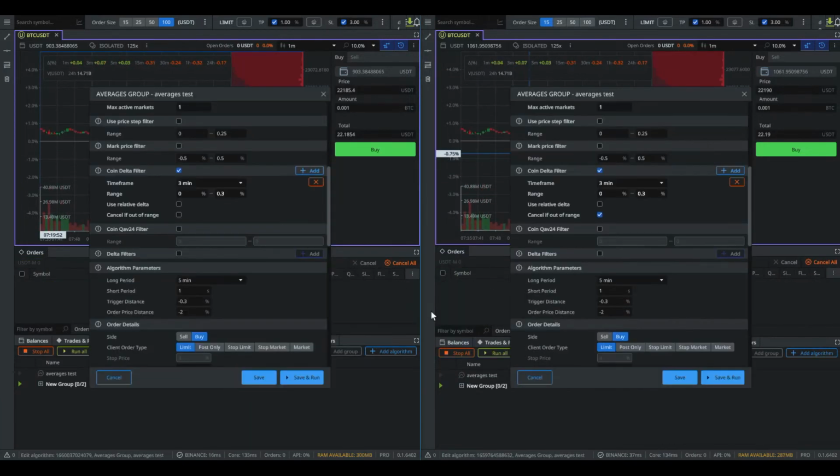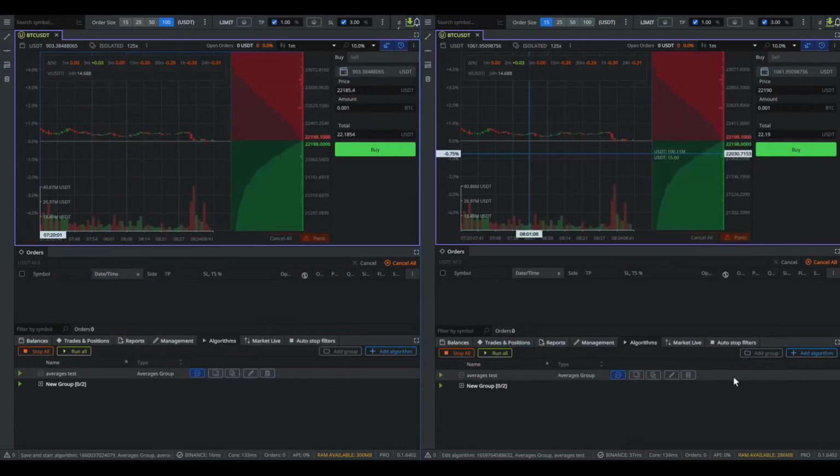to be placed. The new option Cancel if out of range has been added to the delta filters. This option cancels the orders we set if the delta exceeds our set values.